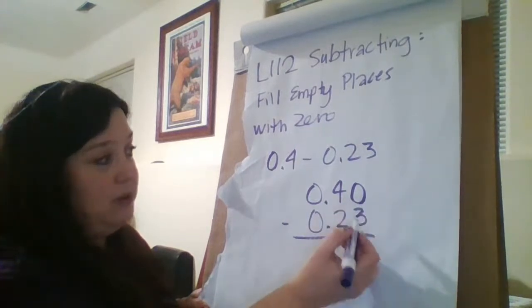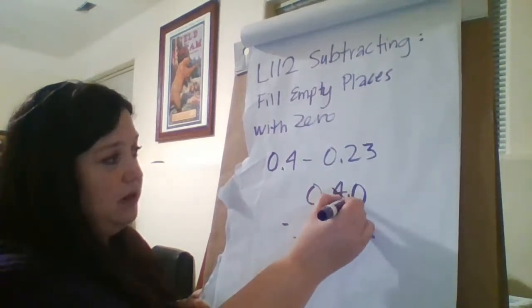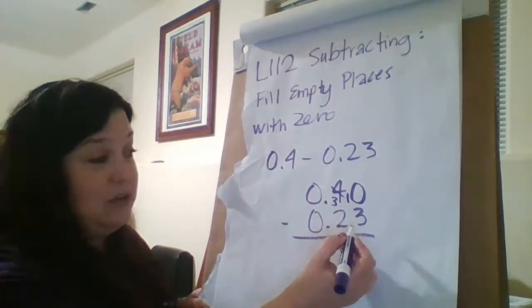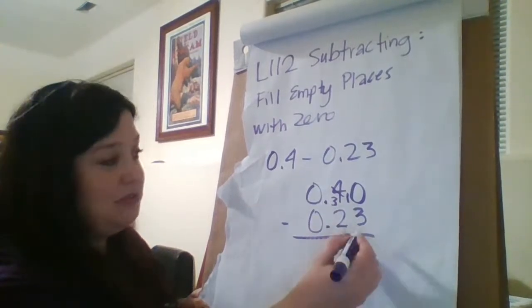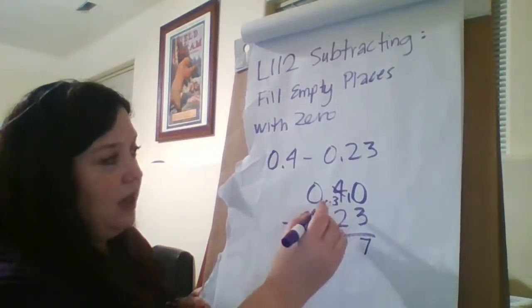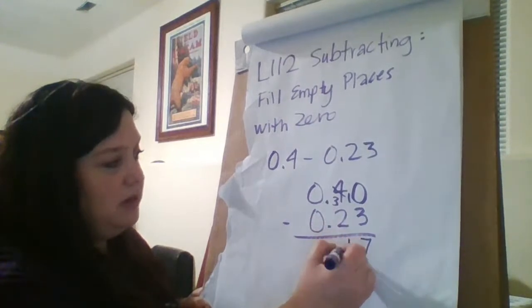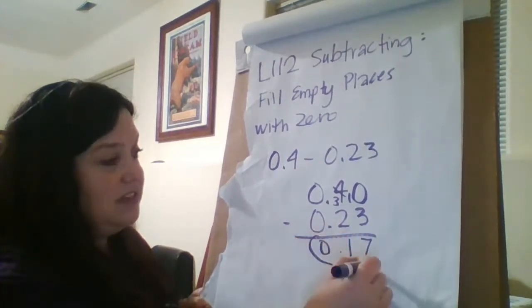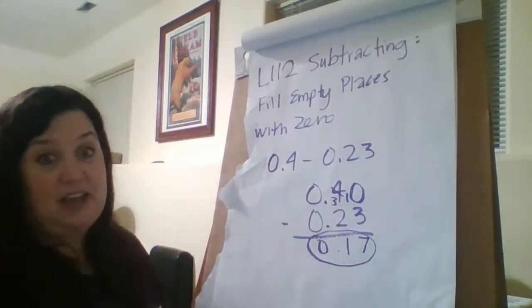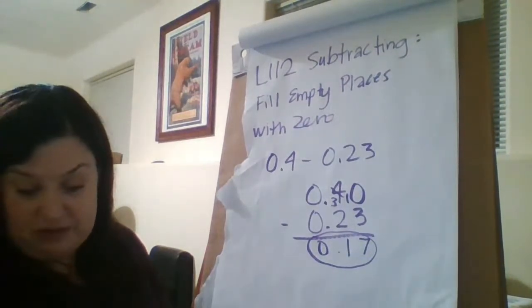3 can't be taken away from 0, so we need to go next door. And 3 can be taken away from 10 because 10 minus 3 is 7. Good job. 3 take away 2 is 1. And we have the answer of 17 hundredths. So that's all we are going to do today is go ahead and fill those in.